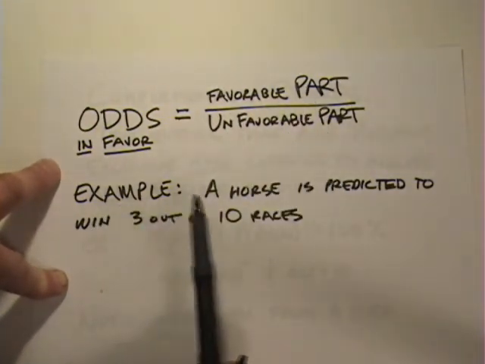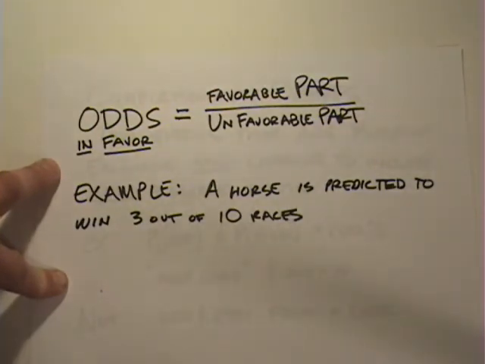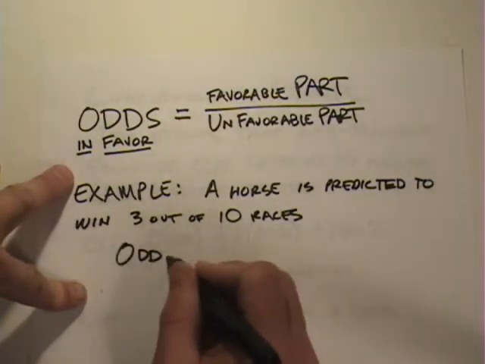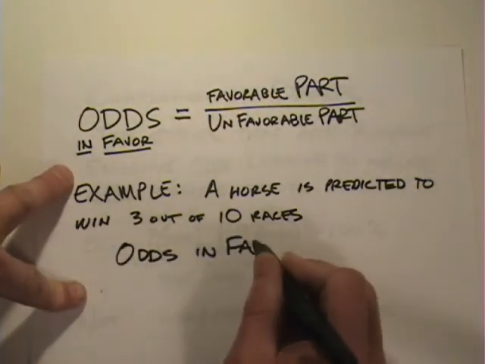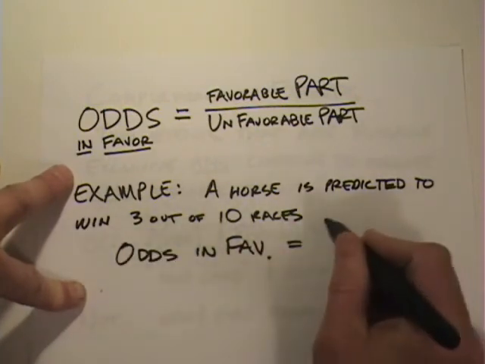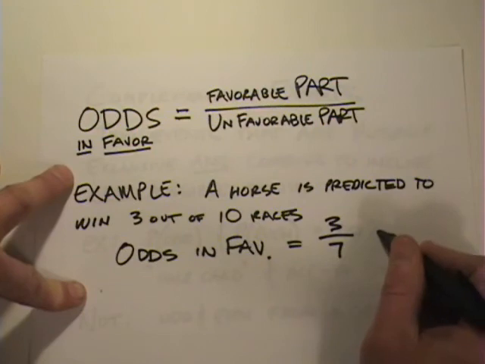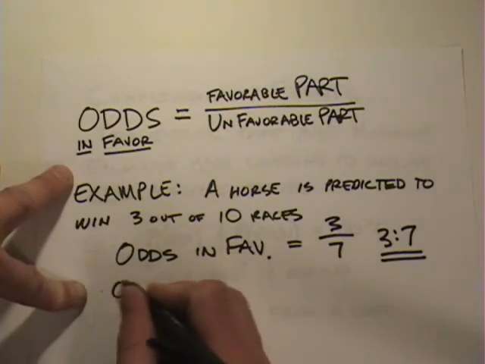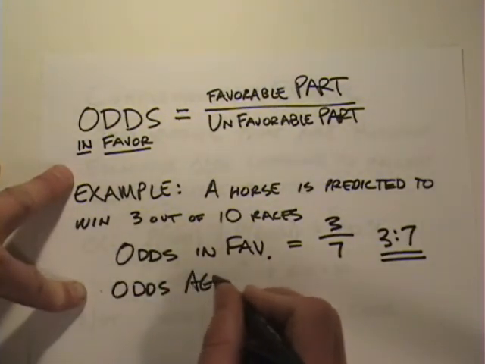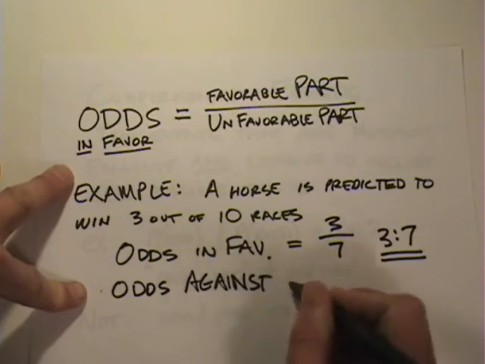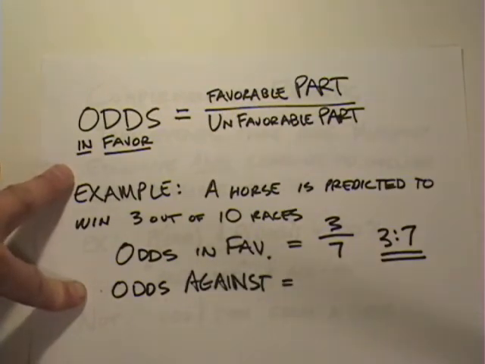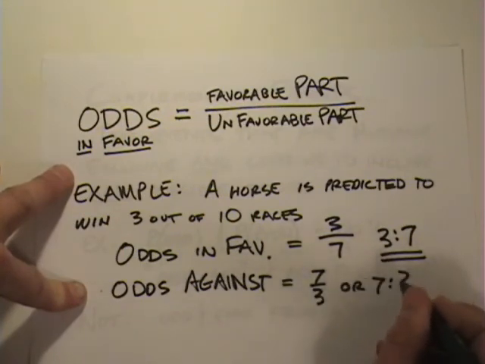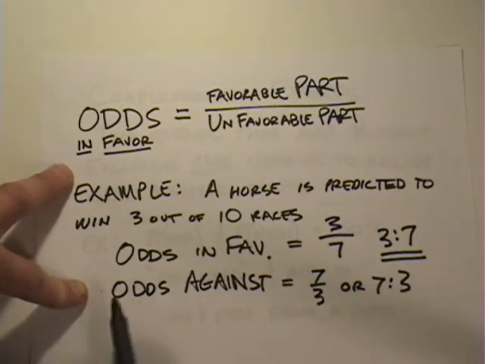So here's our example. A horse is predicted to win 3 out of 10 races. What are the odds in favor of that happening? We'd say odds in favor would be 3 out of 7, or a lot of times in the betting world it's done this way, 3 to 7. The odds against, pause it and think, check, would be 7 to 3. This is something that's easily forgotten.